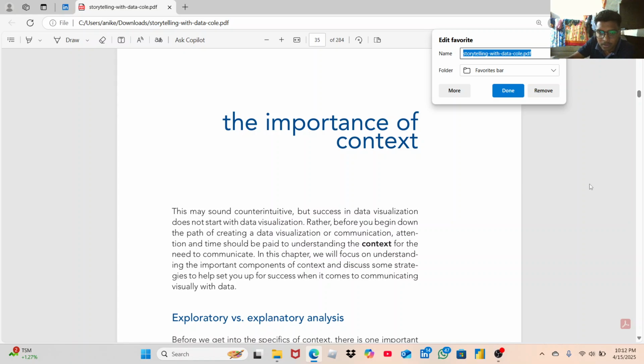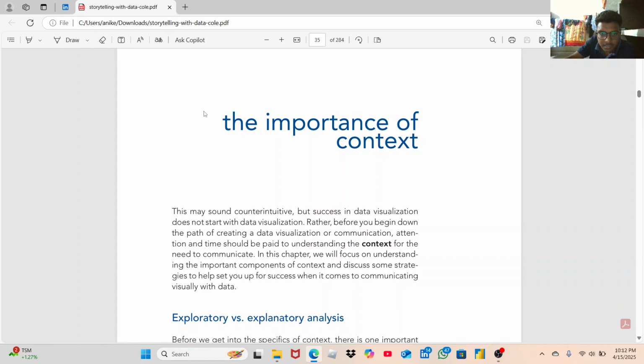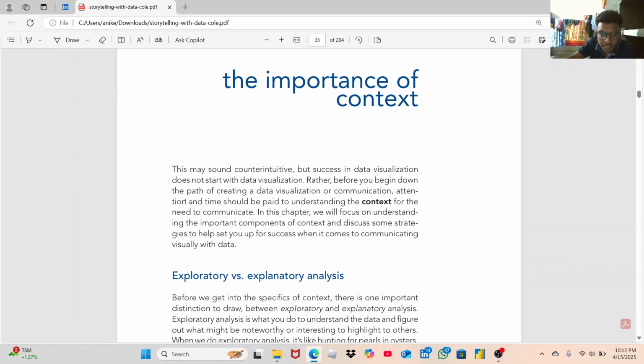So, hello everybody. Today we'll start a new concept of storytelling with data, that is the importance of context. Do you know what this importance of context means? Let us see. This may sound counterintuitive, but success in data visualization does not start with data visualization. Rather, before you begin down the path of creating a data visualization or communication, attention and time should be paid to understanding context.